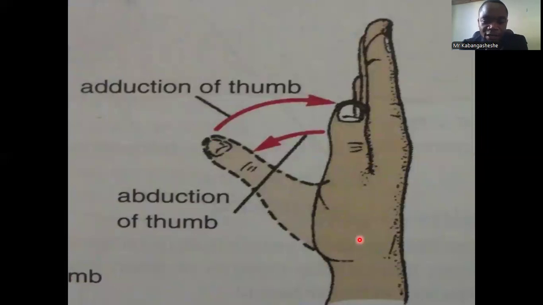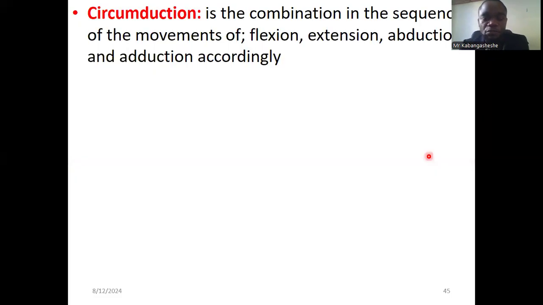The same thing can occur in the hands, where you see the position of the thumb here, and then you move the thumb in front of the other digits. That is abduction of the thumb. Flexion of the thumb goes inwards towards the palm, that would be flexion, but abduction, it goes anteriorly. Adduction is back to the other fingers.